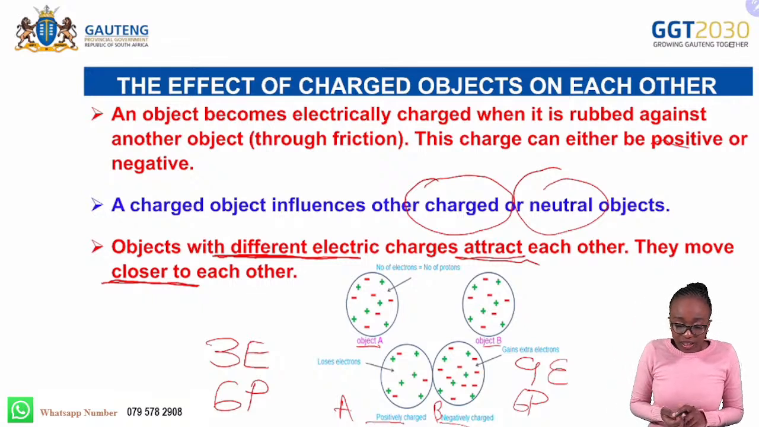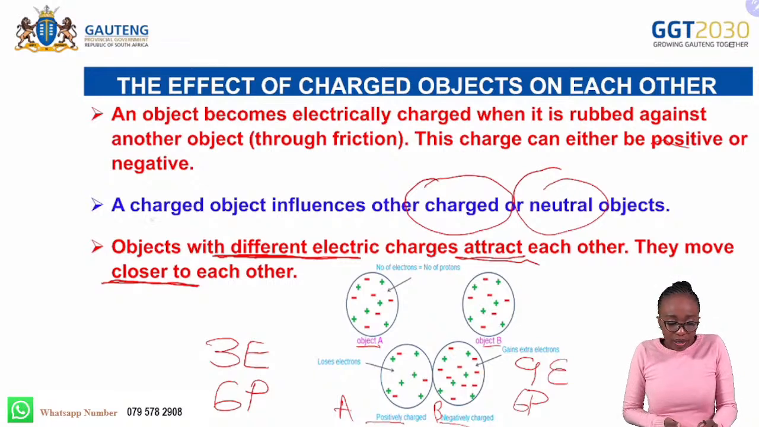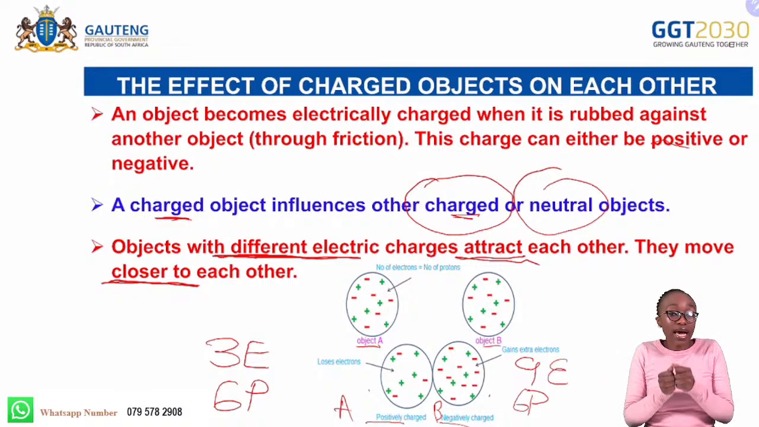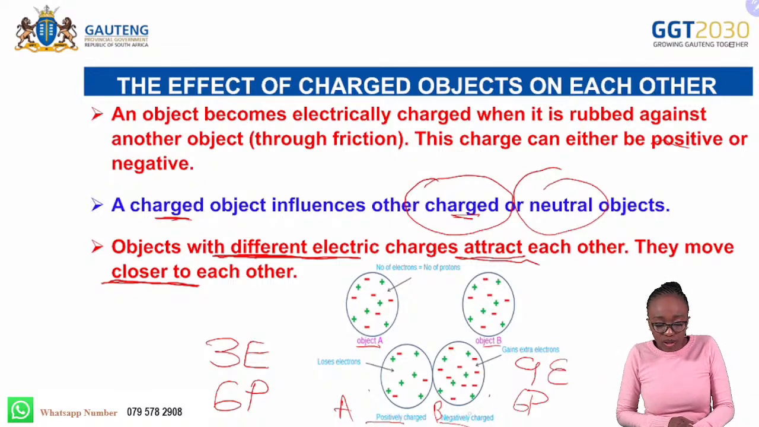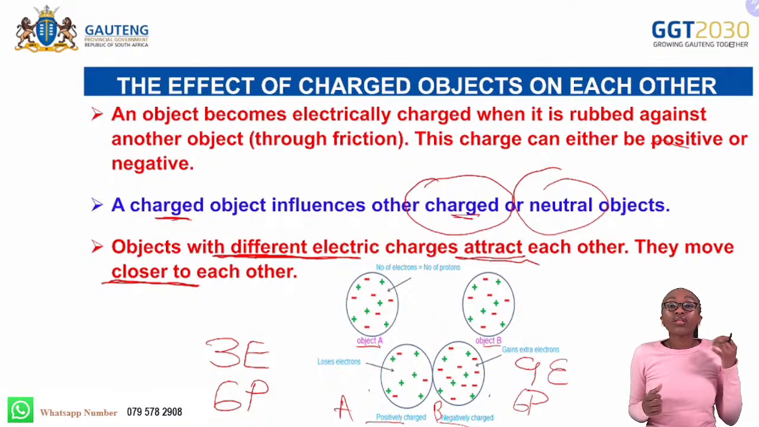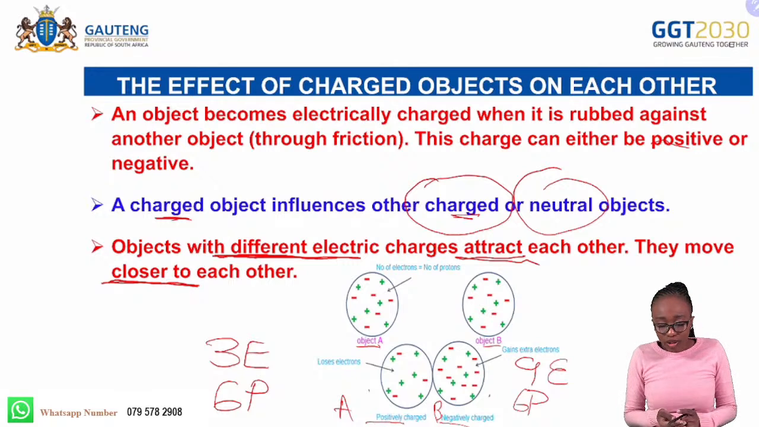So now the different charges. A charged object influences another charged object. This one is positively charged and this one is negatively charged. So negative and positive are opposites and opposites attract. That's why you're seeing the two objects are now attached to each other, because the negatively charged object and the positively charged object are now attracted to each other.